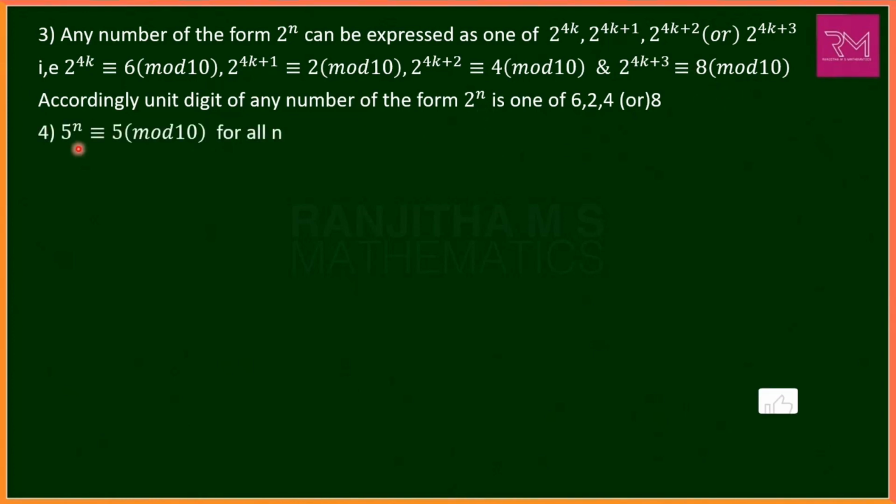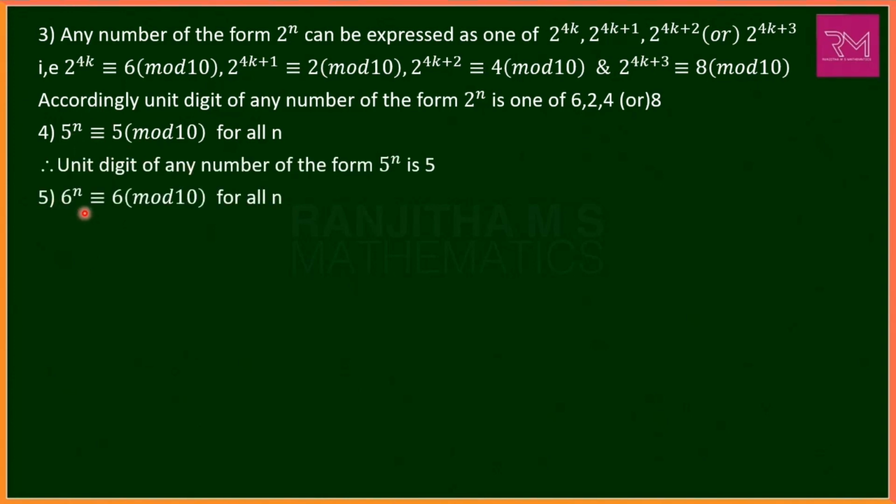In a similar way, any number of the form 5^n is expressed in the congruence method as 5^n is congruent to 5 mod 10 for all values of n. Here if we substitute any value of n, we get a unit digit value of 5. Therefore, we can conclude that the unit digit of any number of the form 5^n is 5.